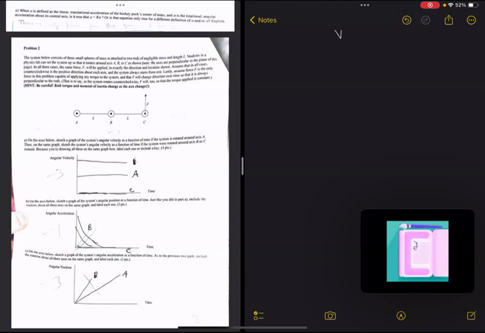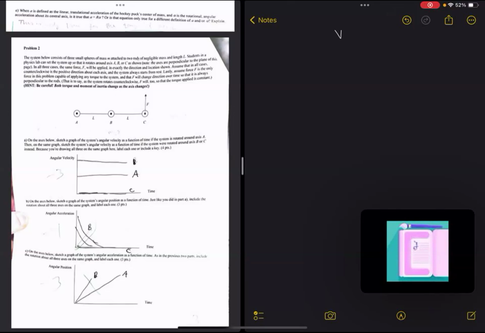Yeah, but we will select three different cases. In the first case, our axis of rotation will be A, in the second case B, and in the third case it will be C. Now what they are asking is, assume that in all three cases, counterclockwise is the positive direction on each axis. The system always starts from rest. Lastly, assume that F is the only force in the problem capable of applying torque on the system, and F will change direction over time so that it is always perpendicular to the rod. Are you getting this? Okay, now I think you got some idea about this, right?